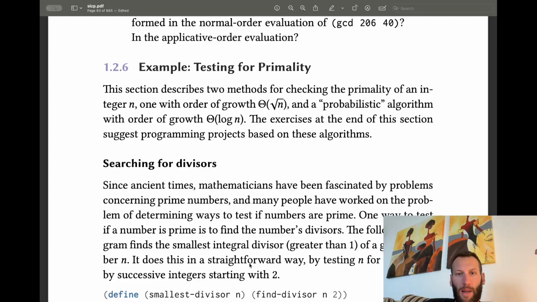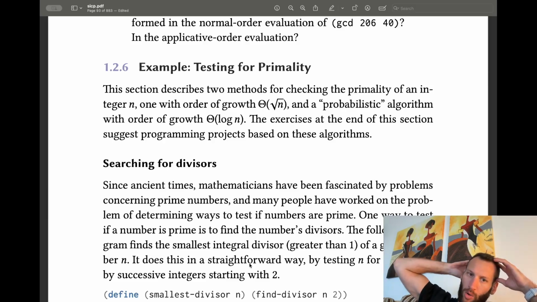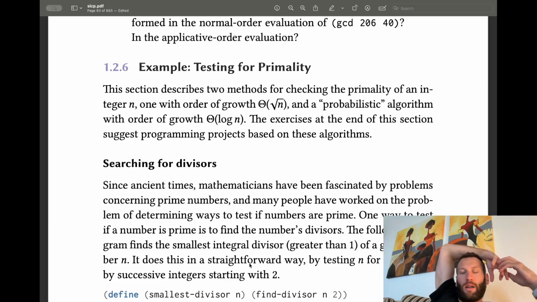Example, testing for primality. This section describes two methods for checking the primality of an integer n, one with order of growth theta square root of n, and a probabilistic algorithm with order of growth log n. The exercises at the end of this section suggest programming projects based on these algorithms.